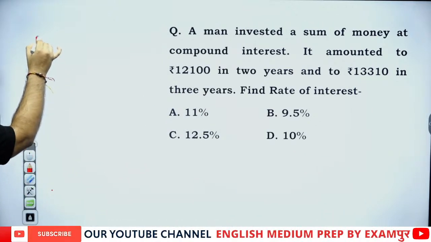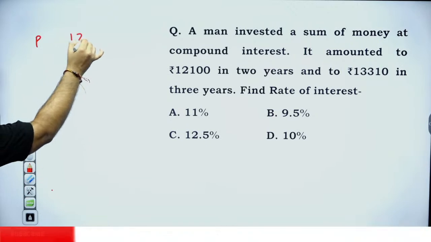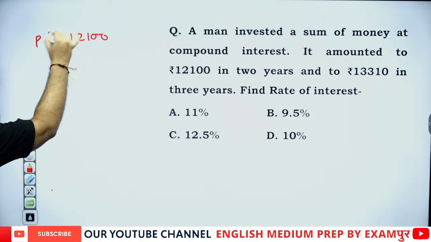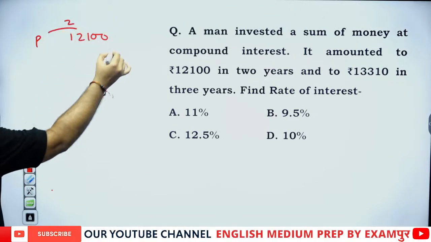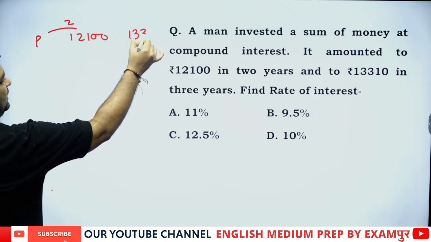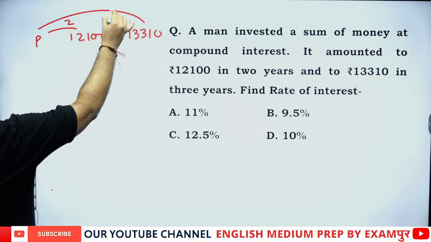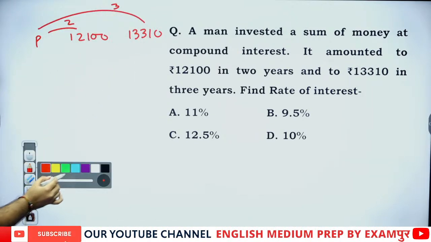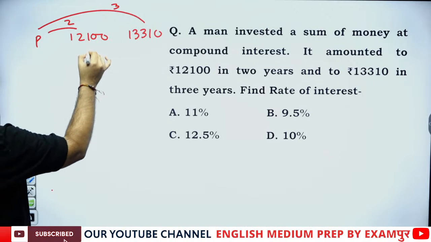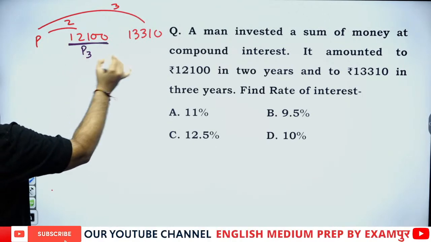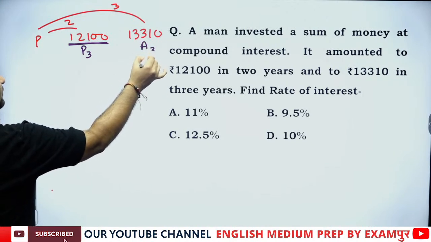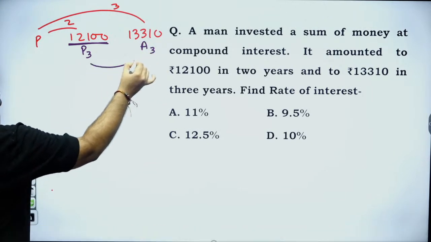A principal will become 12100 in 2 years, and it will become 13310 in 3 years. As I told you in the principal question, the amount after 2 years is basically the principal for the 3rd year, and this is the amount after the 3rd year. How much interest did you gain?